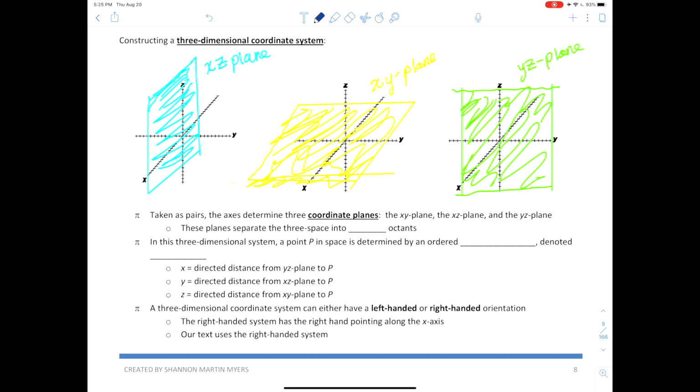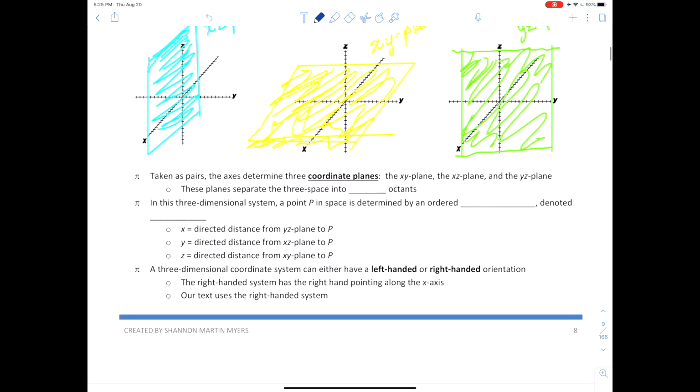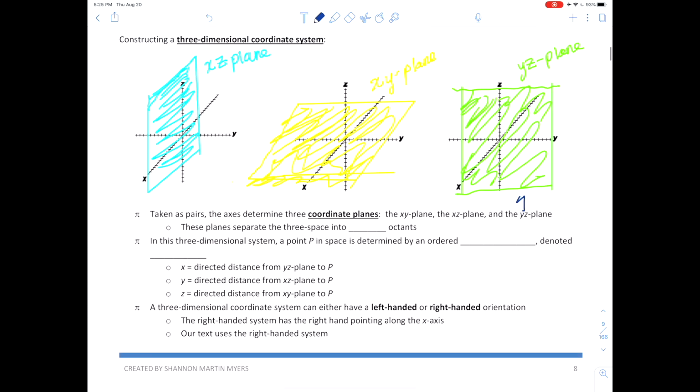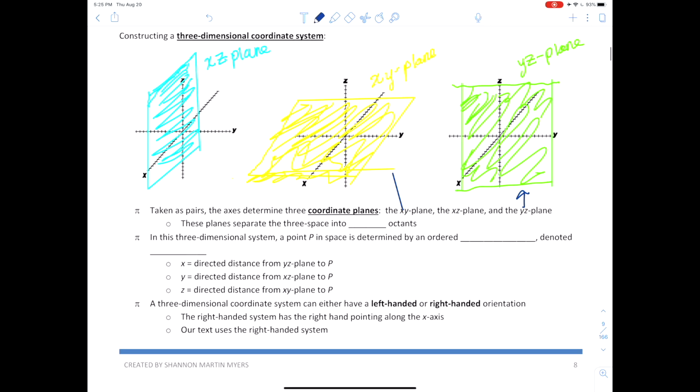So basically what ends up happening is, taken as pairs, the axes determine 3 coordinate planes: the XY plane, which was the middle, XZ, which was the left, and YZ, which was the right one. Okay, so YZ, XY, and then XZ was over there. So these planes separate 3-space into 8 octants.